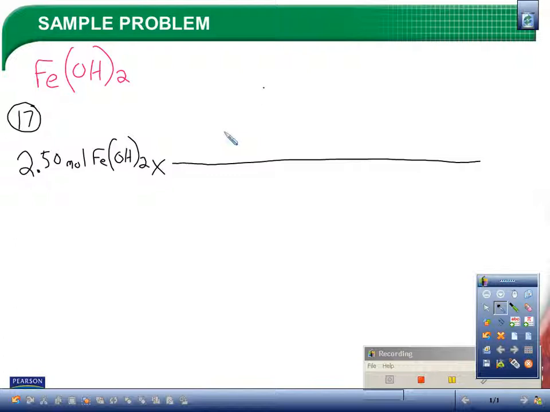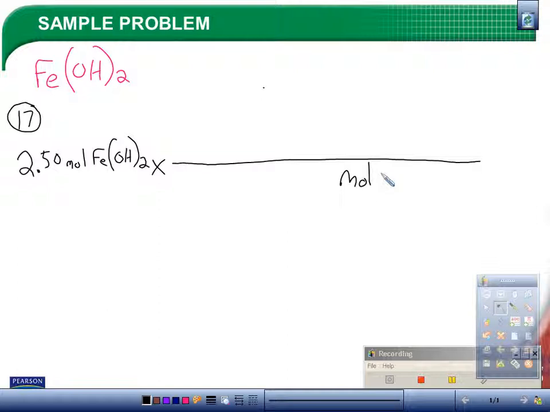2.50 moles, number 17 here. I don't want the mole units, so I always take my given and I put it down here. And in this case, it asks for the mass. Mass is grams. Okay, it's always 1 mole, because that's what the periodic table tells me. And then I just have to figure out the mass of this.